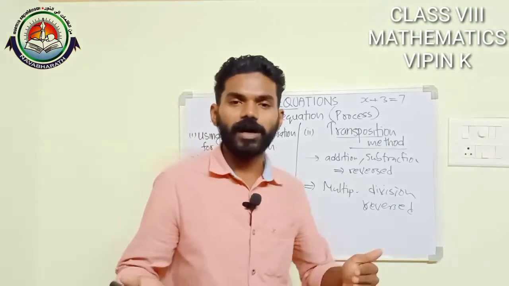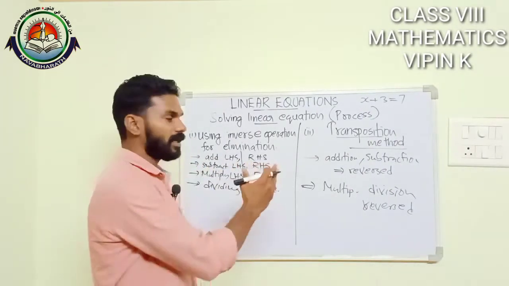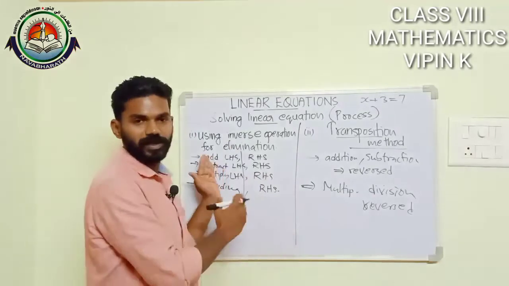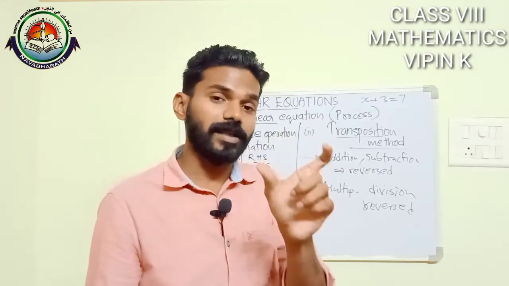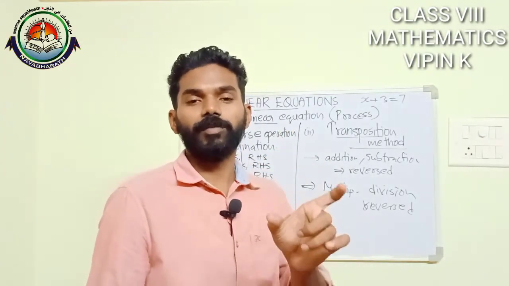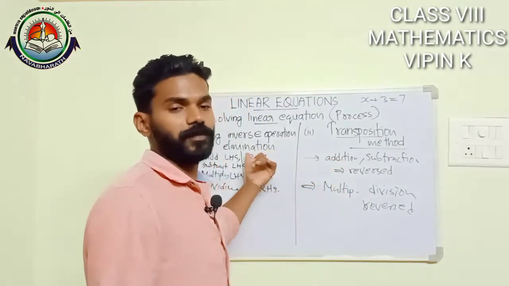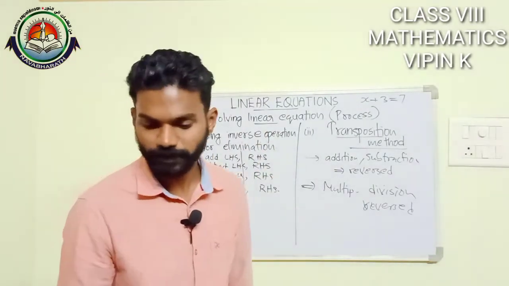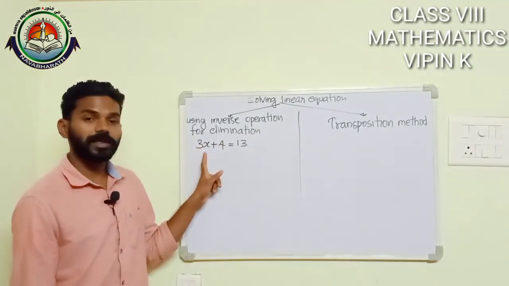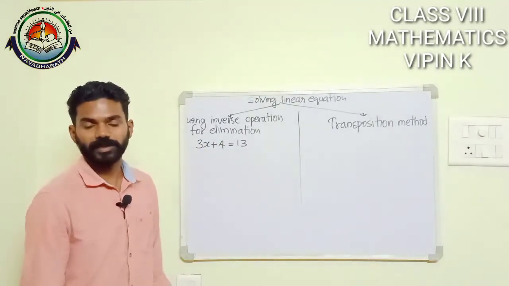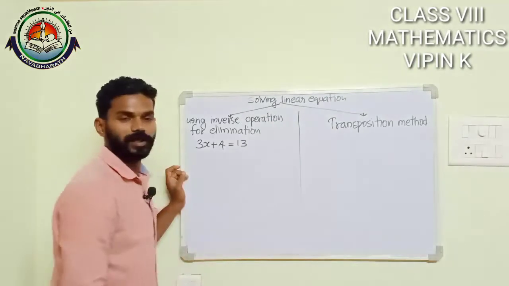I don't know whether you are clear about all these things, but I am sure that while taking an example and discussing, it would be easy to understand. Okay, so let's take an example of a linear equation and solve it using the two methods. Look here. Here I have a linear equation, 3x plus 4 equals 13. Now I want to solve this linear equation.